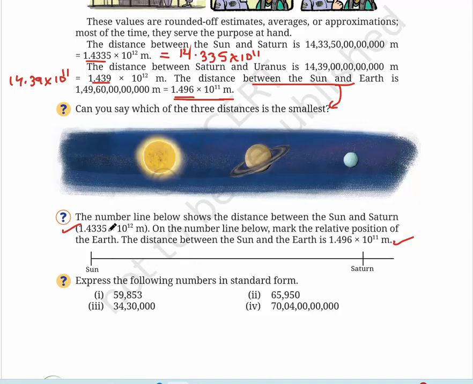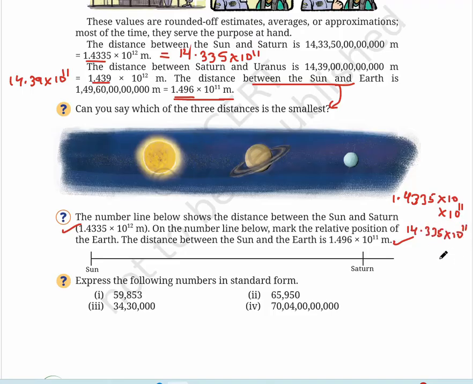Based on these values, we have to find the position of Earth in the given number line. If you see both the numerical values, here is 10 to the power 11 and here is 10 to the power 12. First of all, I'll make both the same. I'm going to make this 10 to the power 12 as 10 to the power 11. It means I'm going to take a 10 from here and multiply it with 1.4335, so it becomes 1.4335 into 10 to the power 11. Same, 10 into 10 to the power 11 is 10 to the power 12. Now if I multiply 1.4335 into 10, I will get 14.335 into 10 to the power 11.